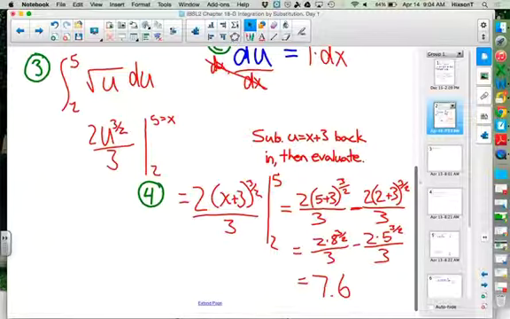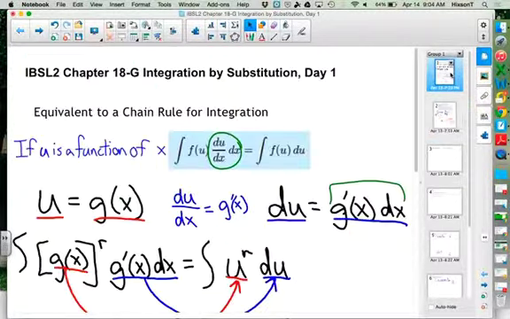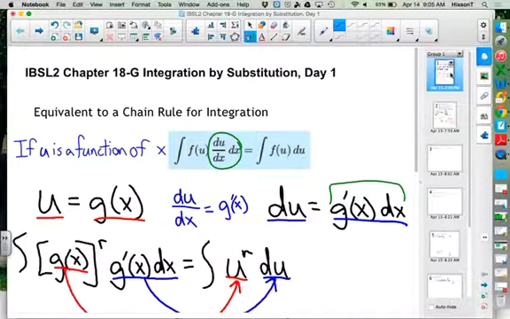Could you show the formula again? Yeah. Okay. So here's our f of u du, and the way we get that is by taking that derivative with respect to x, and then your dx's cancel out.